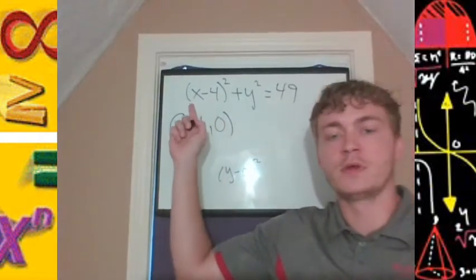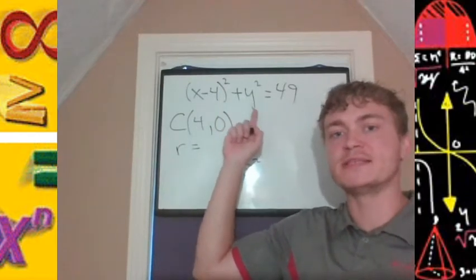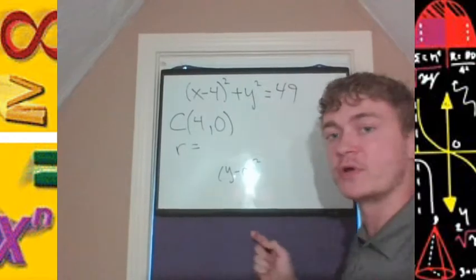Now, x minus h squared plus y minus k squared equals r squared. So here, r squared equals 49.